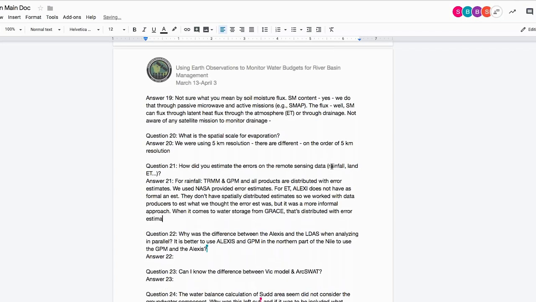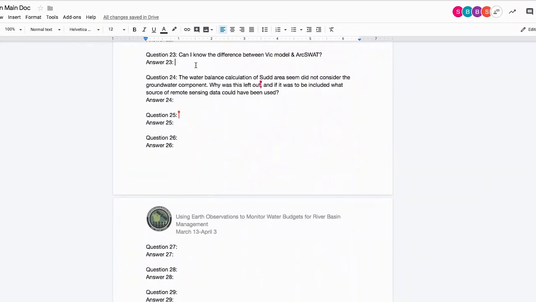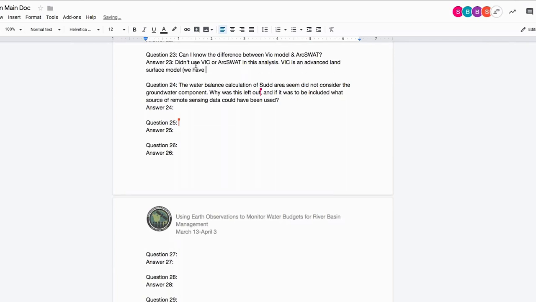Okay, so then I think we have a repeat question here, I'm going to skip over. Can I know the difference between the VIC model and ArcSWAT? So I didn't actually use either VIC or ArcSWAT in this analysis, but VIC is an advanced land surface model that's implemented in gridded format, typically solves for the water and energy balance simultaneously, though VIC can be run in water balance mode.